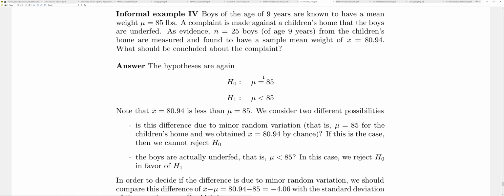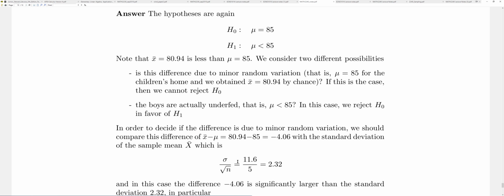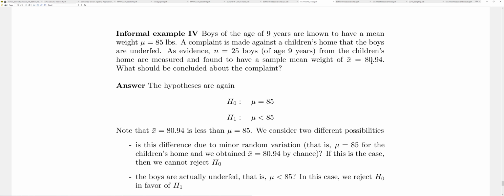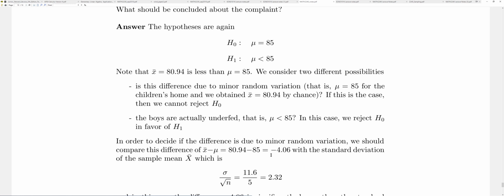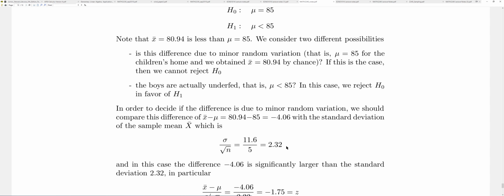It's not stated over here in this particular problem, but we'll eventually get a question where it's the same rubric, but where the standard deviation would be stated. But for the time being, this is the standard deviation that we're working with, and this is the difference that we got. Now, the difference we got when we measured this 80.94, the difference from the 85, is minus 4.06. And what we do now is compare that against the standard deviation, which is 2.32.